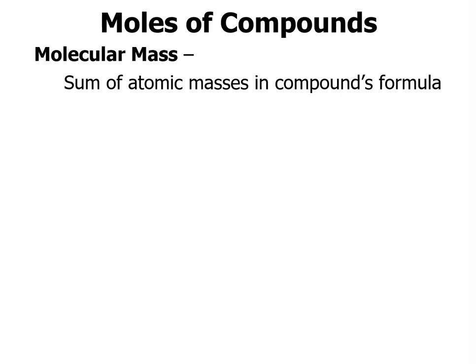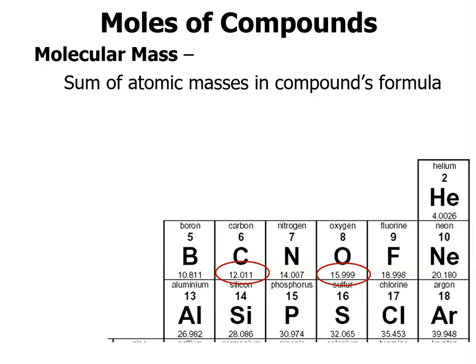And the reason we need to account for all of the atoms and be able to understand those molecular formulas is so that we can do this part. So we're going to sum up all of the atoms there. So let's look at carbon dioxide. We have carbon, which has an atomic mass of 12.011, oxygen 15.999.